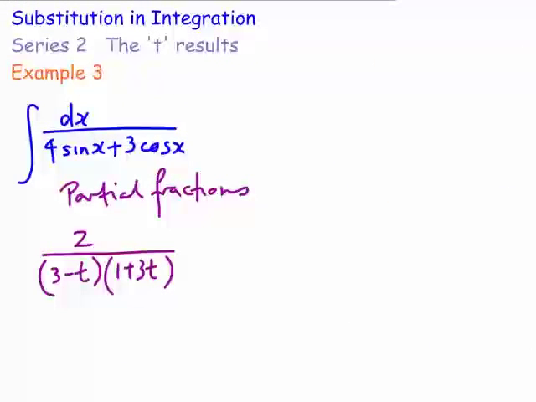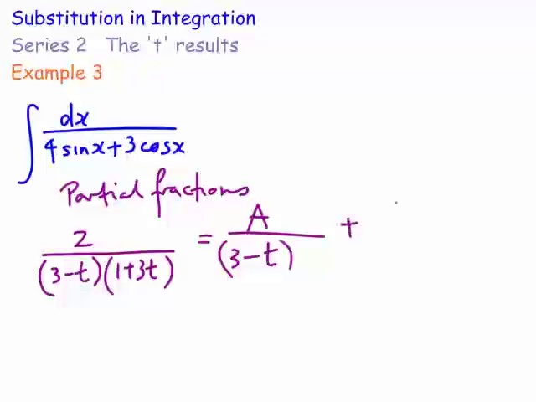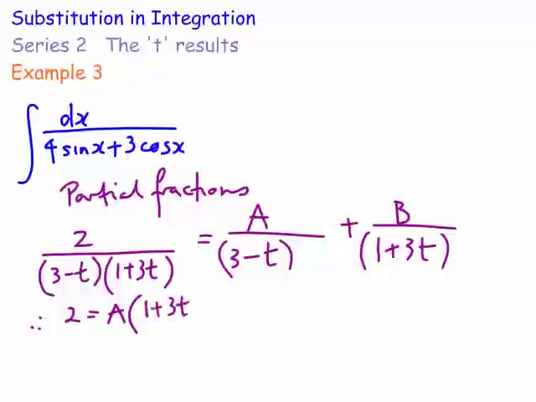Let's break it up into partial fractions. So we need this to be A over 3 minus t, and notice these are linear expressions, so they're constants in the numerators, plus B over 1 plus 3t. If we now multiply both sides of this equation by 3 minus t times 1 plus 3t, we end up getting that 2 is going to equal A lots of 1 plus 3t, you see the other factors cancel, plus B lots of 3 minus t. That's the first thing.